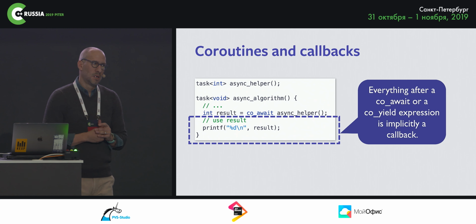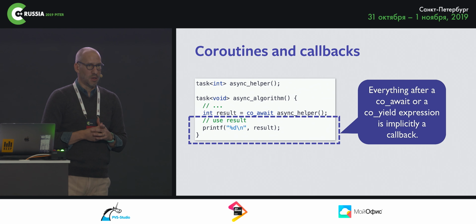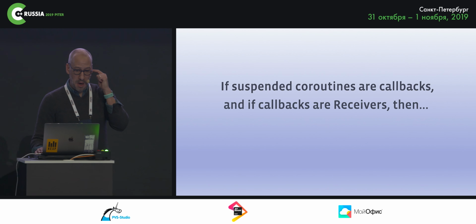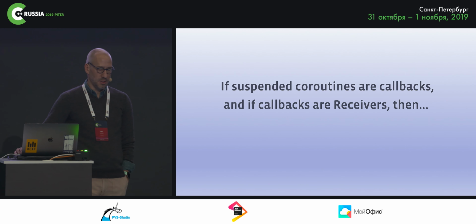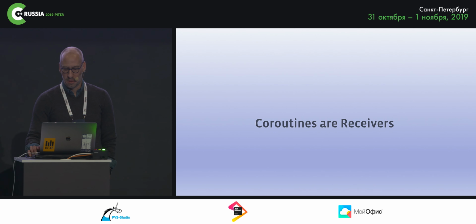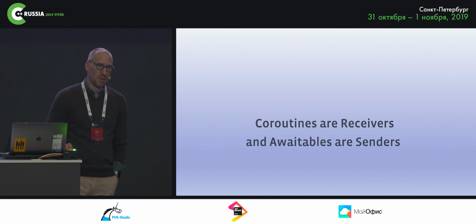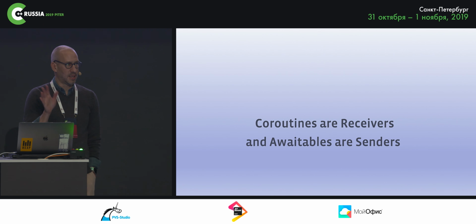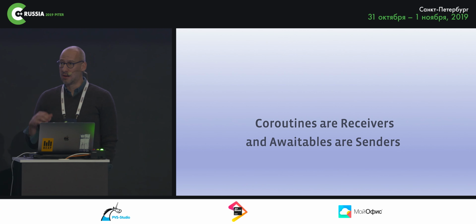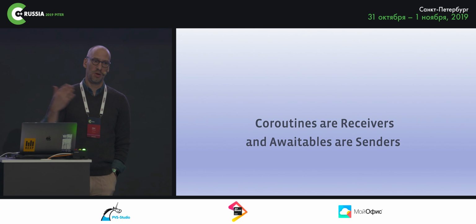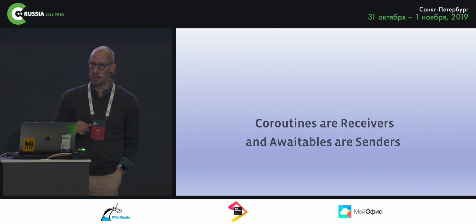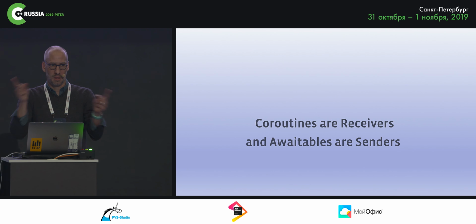Well, receivers are actually callbacks too, right? So if a suspended coroutine is a callback, and if callbacks are receivers, then coroutines are receivers, and awaitables are senders. And that's not just an analogy. We can make it so in the code that anywhere you could use a receiver, you can use a coroutine, and anywhere you can use an awaitable, you could use a sender, and vice versa, right?